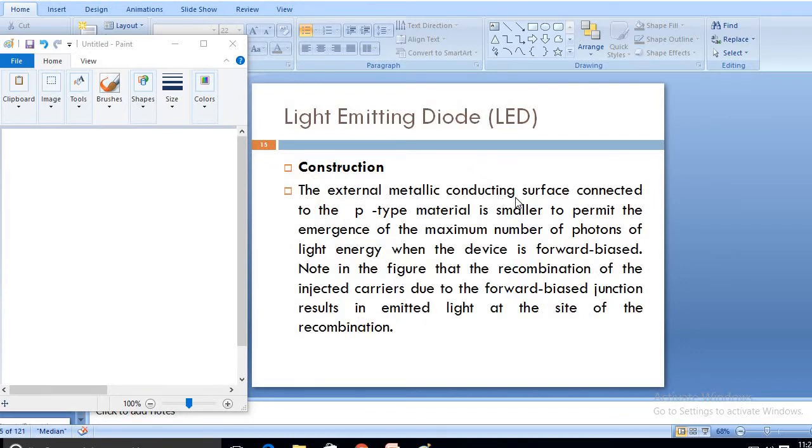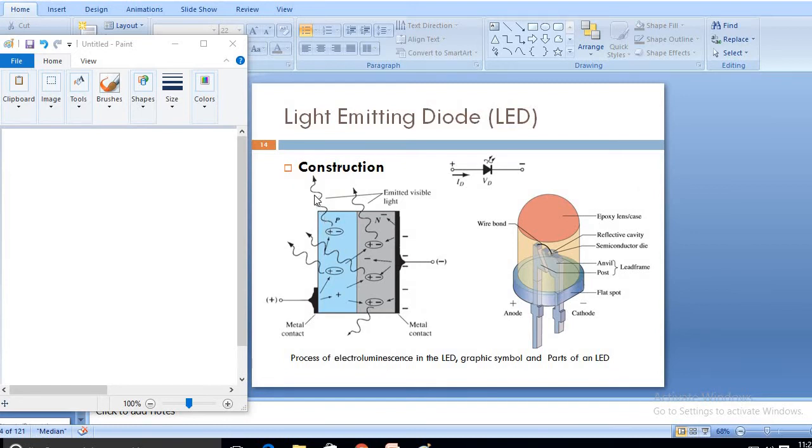This is what I told earlier in the explanation. The external metallic conducting surface connected to the p-type material is smaller to permit the emergence of the maximum number of photons of light energy when the device is in forward bias, meaning current flows in this direction, and the maximum number of photons of light energy will be emitted. This is the emitted visible light.